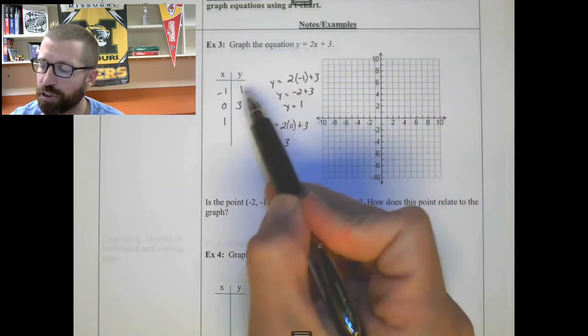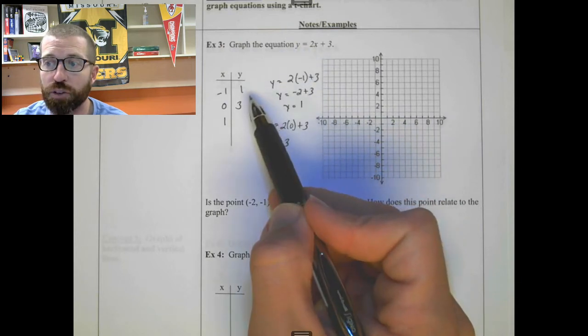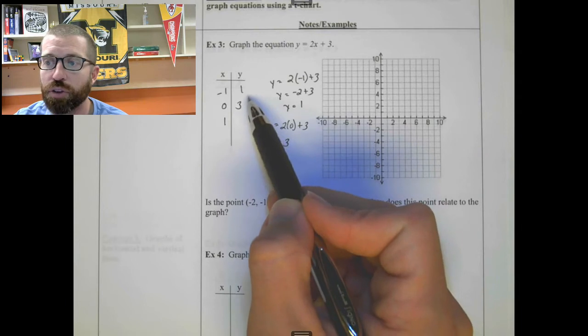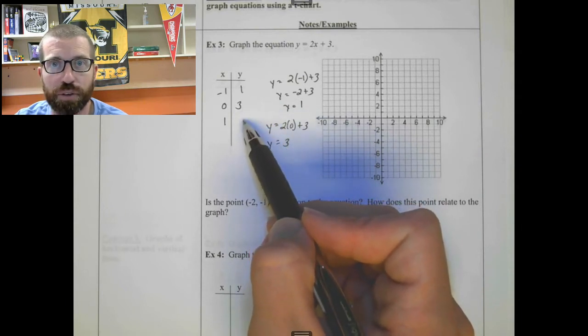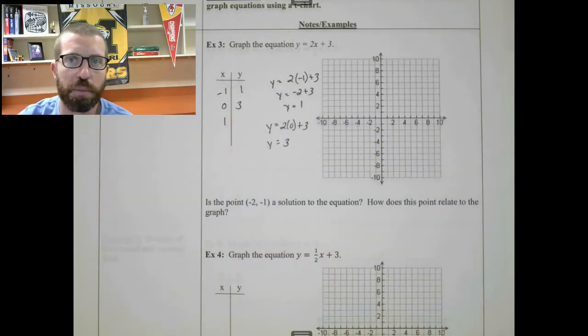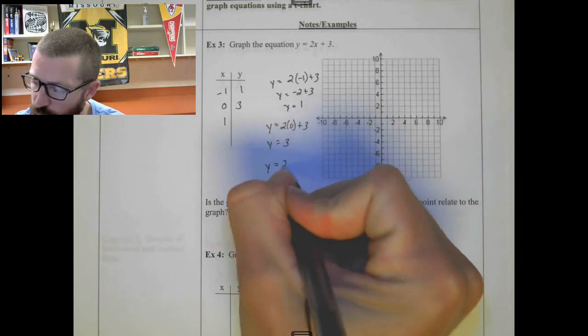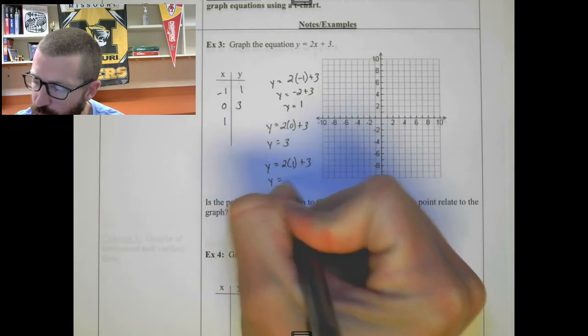And then because this is a line, we start to notice a pattern. So these are 1 apart, and these all look like they're going to be 2 apart. So I think this is going to be 5. Look for a pattern. A line will always go up by the same amount each time. But you can also plug it in. y is equal to 2 times 1 plus 3, and sure enough, y is equal to 5.